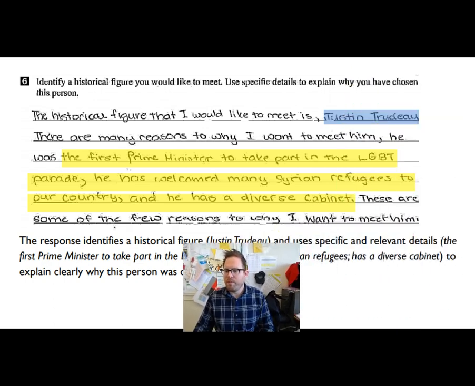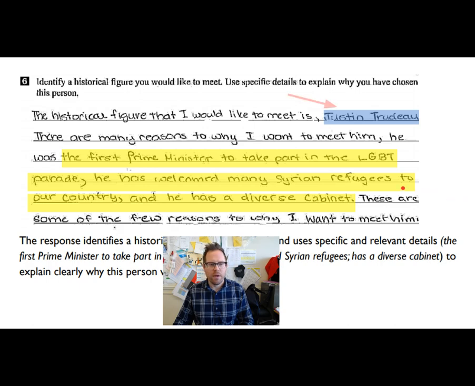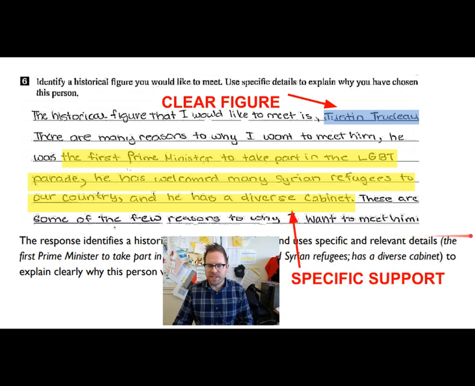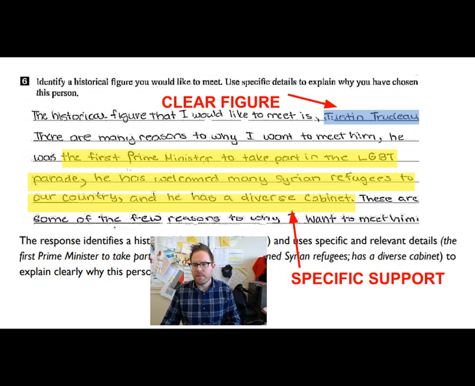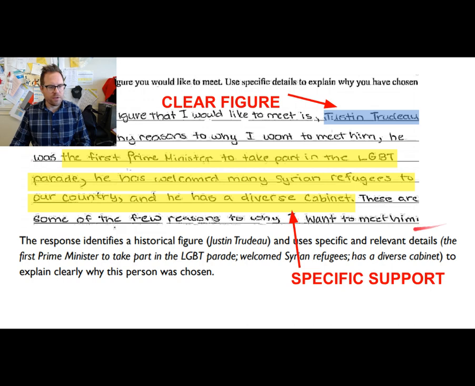So let's go back and take a look here. Clear figure, Justin Trudeau. Okay? Clear historical figure. Specific support. Okay? With specific details. So let's look at the comments here. The response identifies a historical figure, Justin Trudeau, and uses specific and relevant details: the first prime minister to take part in the LGBT parade, welcomed Syrian refugees, has a diverse cabinet, to explain clearly why this person was chosen. Okay? These are some of the few reasons why I want to meet him.